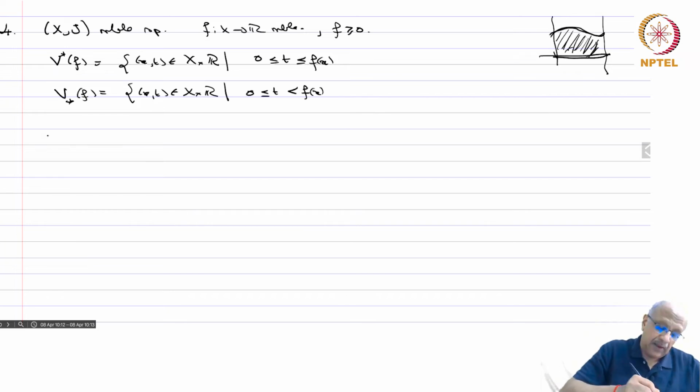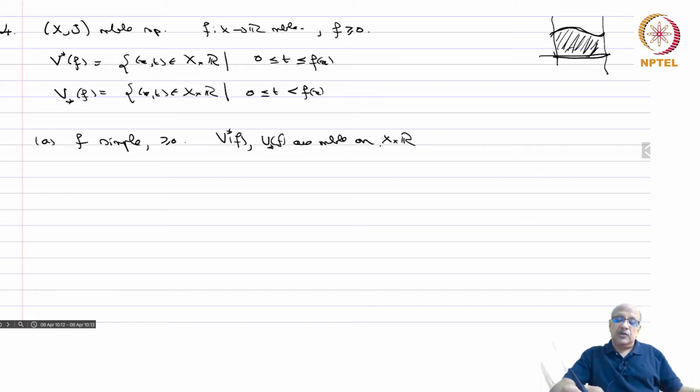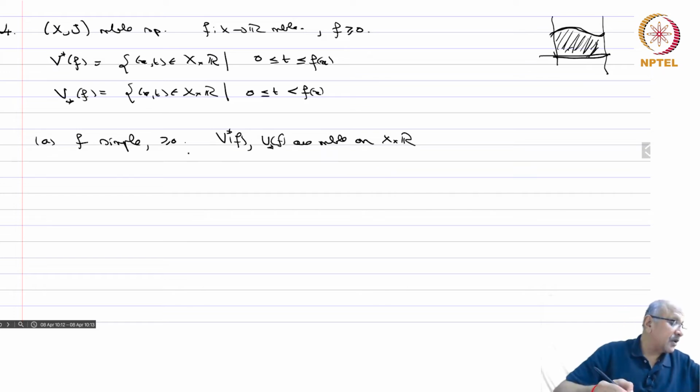Okay, so A, f simple non-negative, then V^* f, V_* f are measurable on X cross R. We give the usual product topology. So here you have the sigma-algebra S, and here you have the Lebesgue measure.